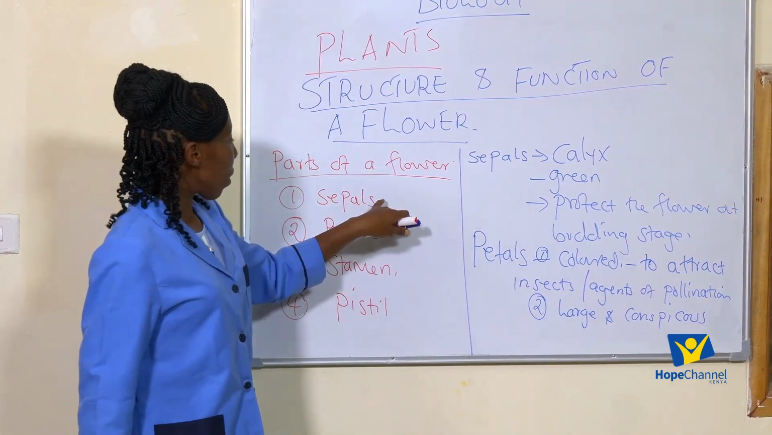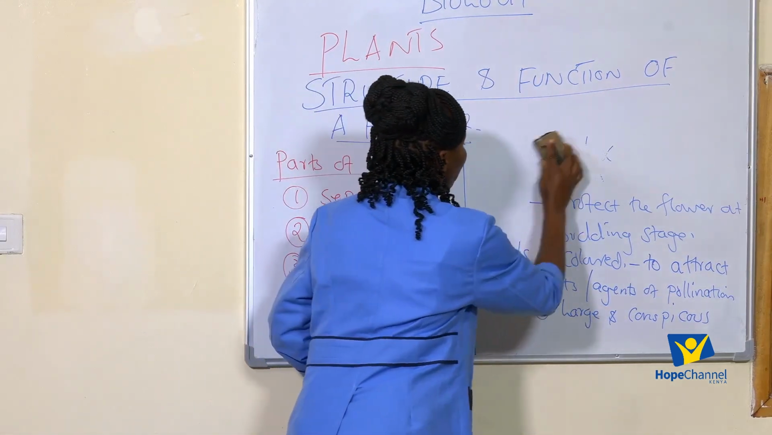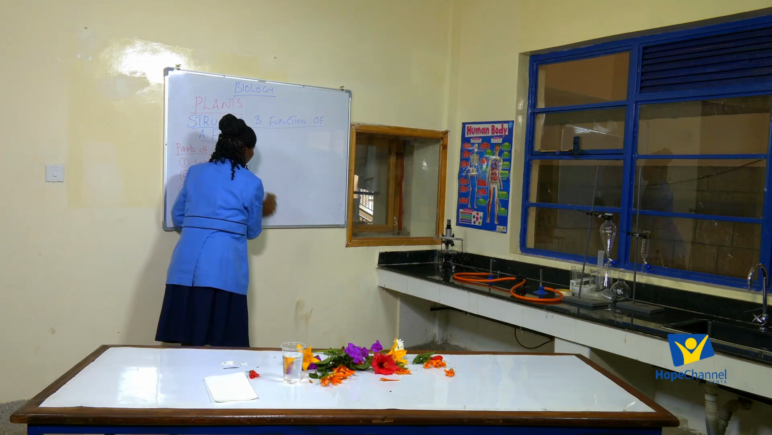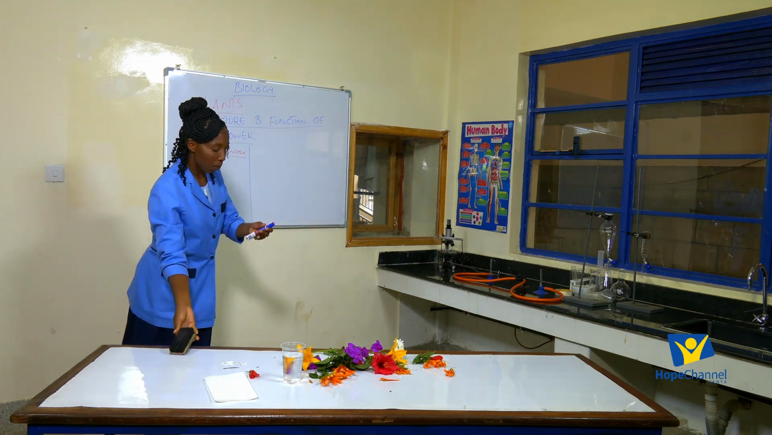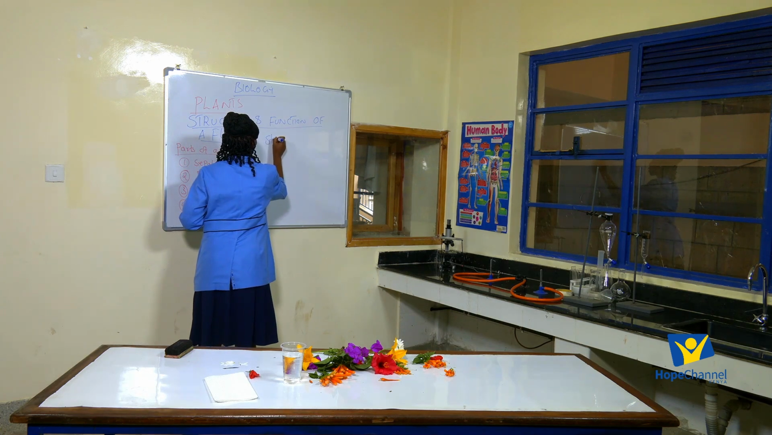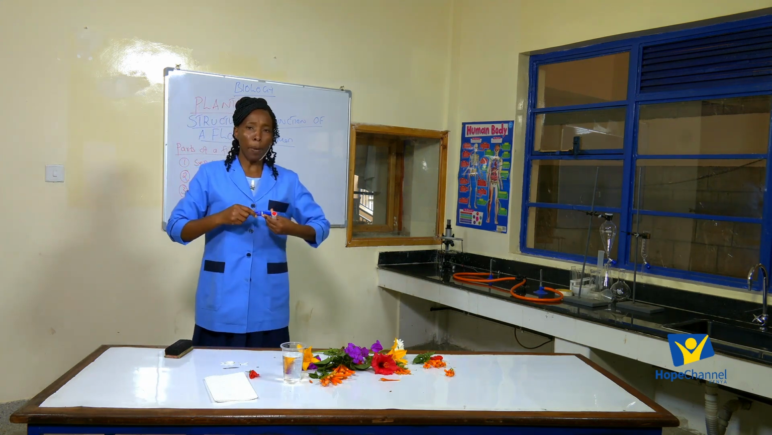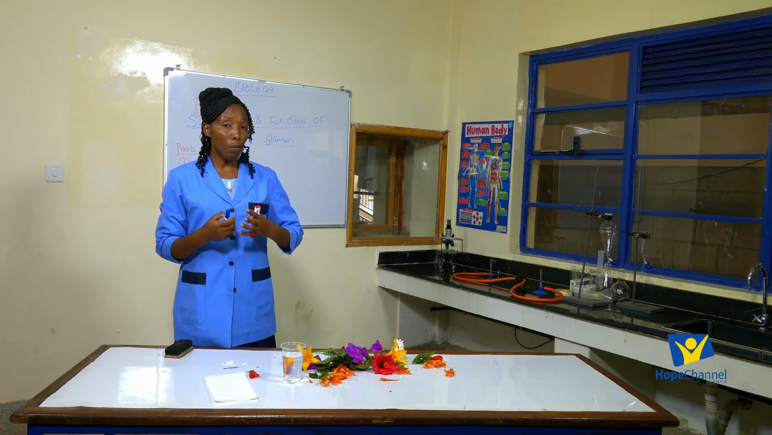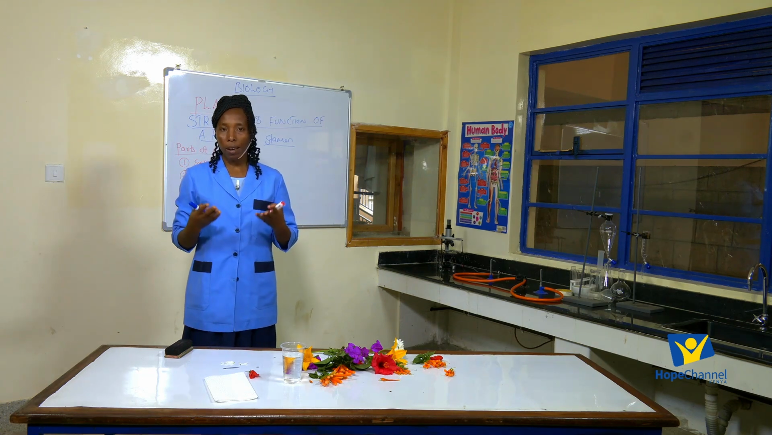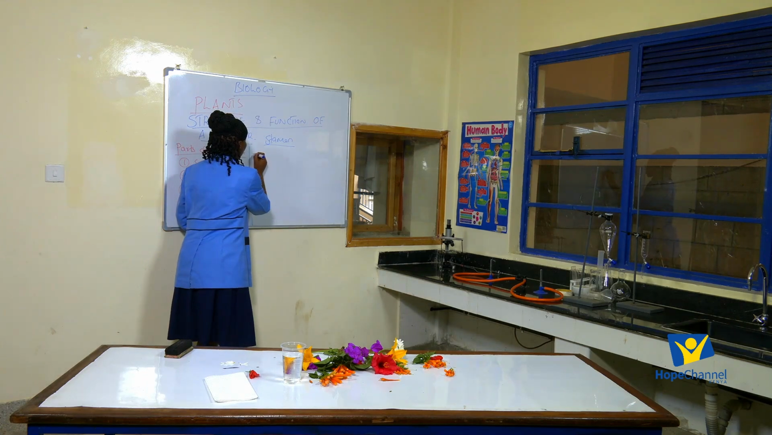So we have said we have the sepals, the petals, the stamen, and the pistil. Now, having done the petals and the sepals, let's look at the other part of the flower. Okay, so next we have the stamen. Now, the stamen refers to the male reproductive part in a flower. A stamen refers to the male reproductive part in what? In a flower.